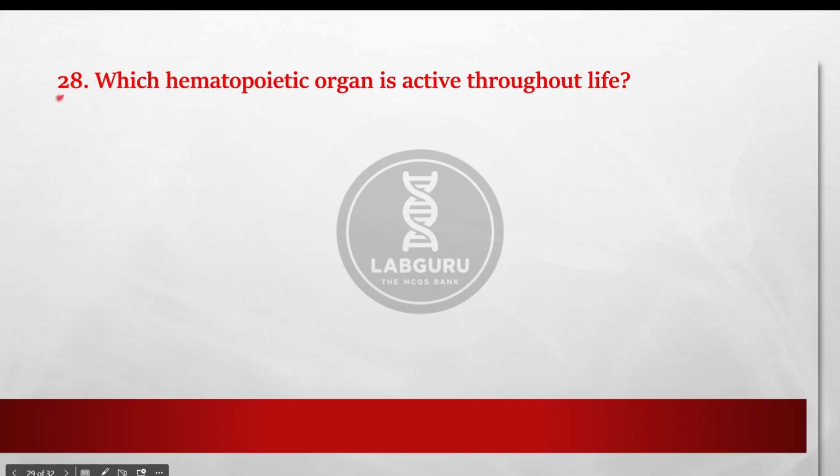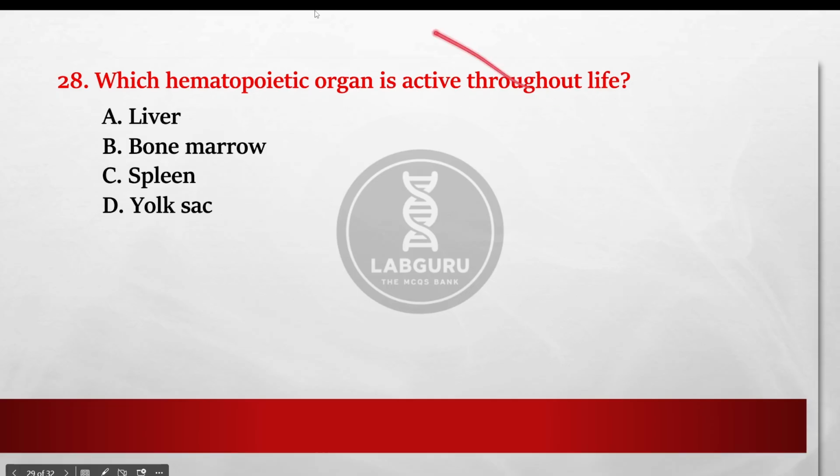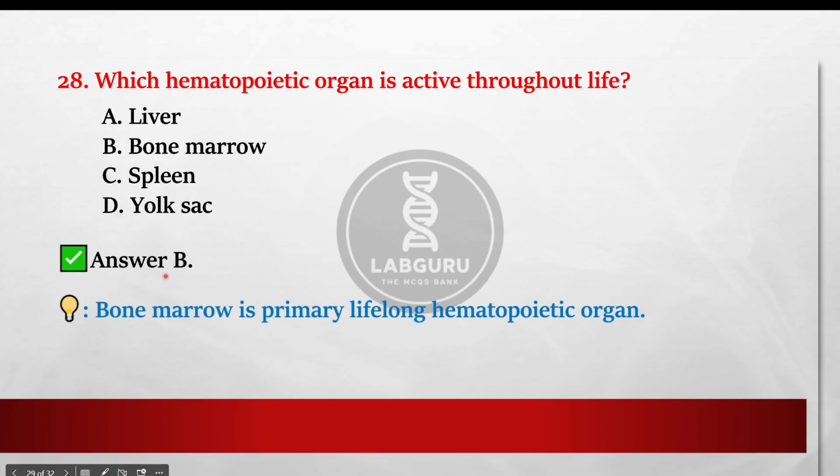Question number 28. Which hematopoietic organ is active throughout life? The options are option A, liver. Option B, bone marrow. Option C, spleen. And option D is yolk sac. So the right answer is bone marrow, option B. Bone marrow is the primary lifelong hematopoietic organ.